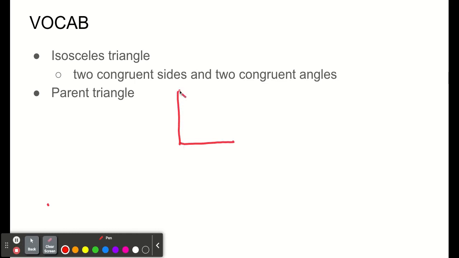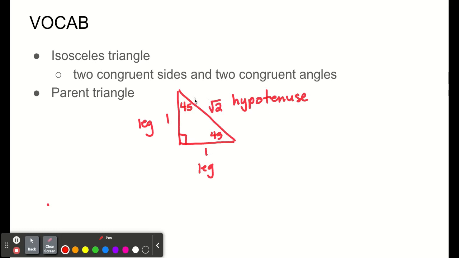So again, with all 45, 45, 90 triangles, we have a leg here, and the hypotenuse is always across from the right angle. The leg measures are both 1. Our hypotenuse will measure the square root of 2. So what we're going to do is use these values to help us set up proportions for finding sides of a 45, 45, 90 triangle.